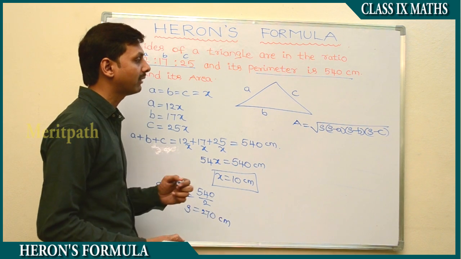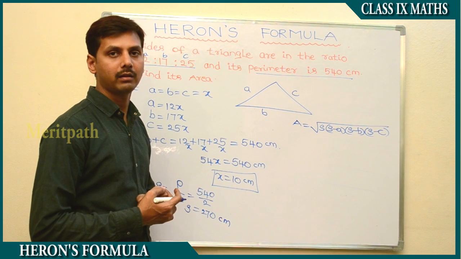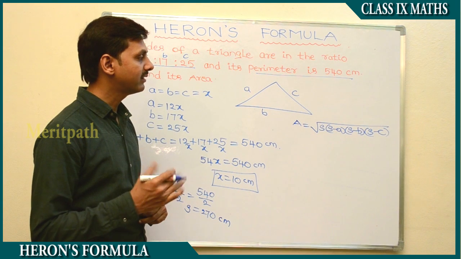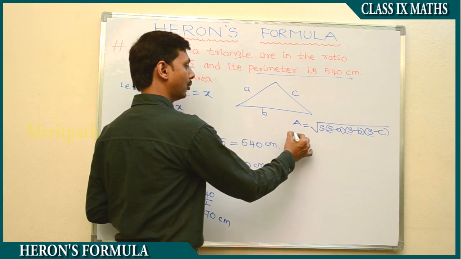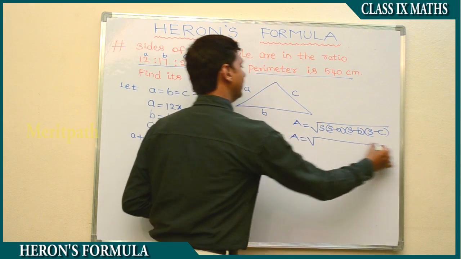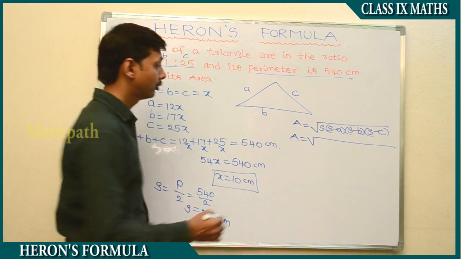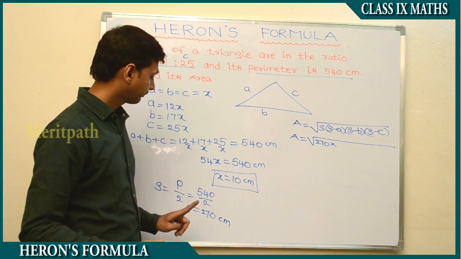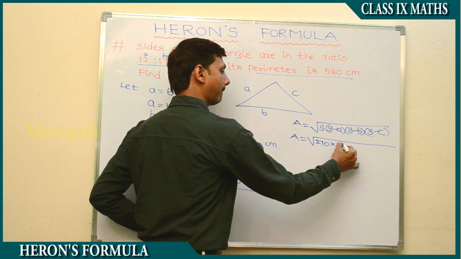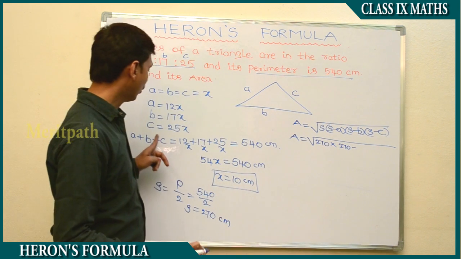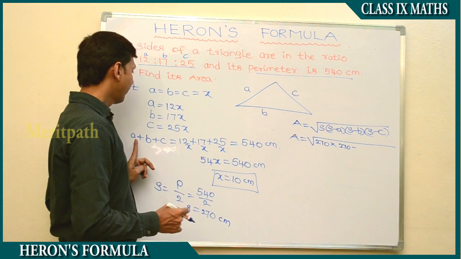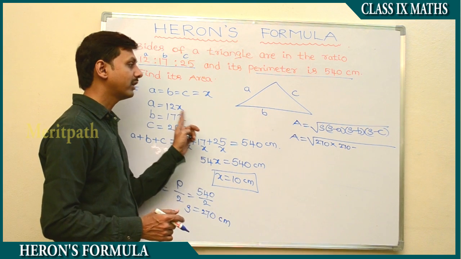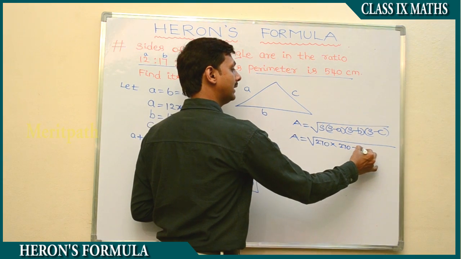Let's substitute all these values in the area of a triangle, the square root of s into s minus a, s minus b, s minus c. So capital A equals the square root of 270 into s minus a. S is 270 minus a, and a is 12x, so 12 into x, where x is 10, so it becomes 120.